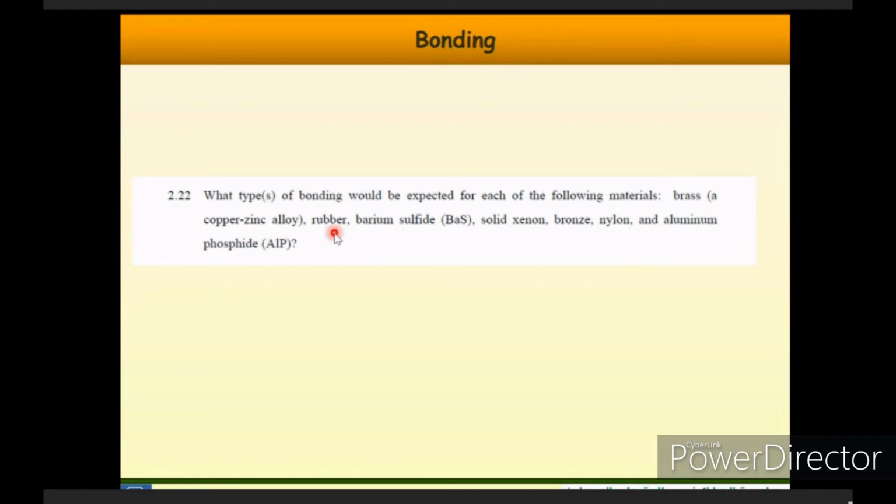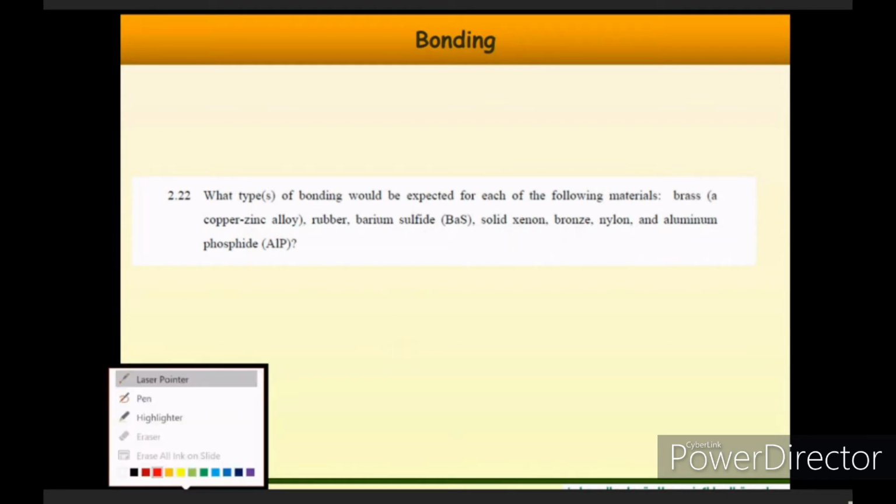Rubber is a polymer. So what is the most important type of bonding in a polymer? Hydrocarbons. They are mostly covalent, sharing. Barium sulfide. Then solid inert gas. Bronze. Let me focus first on bronze.